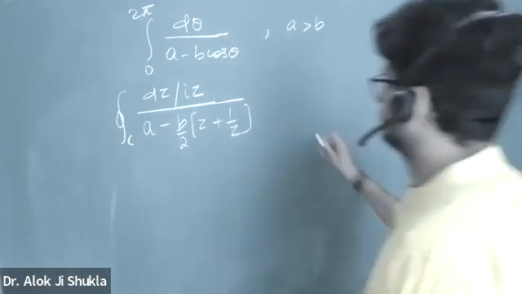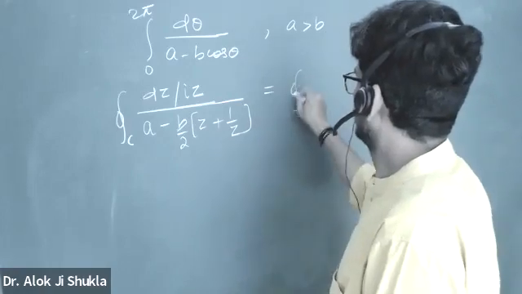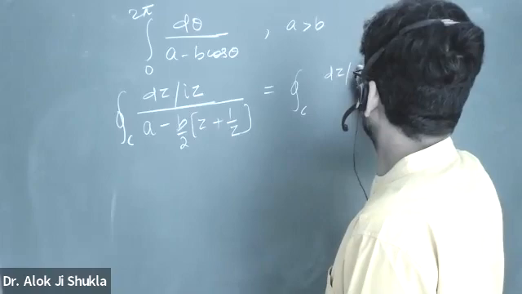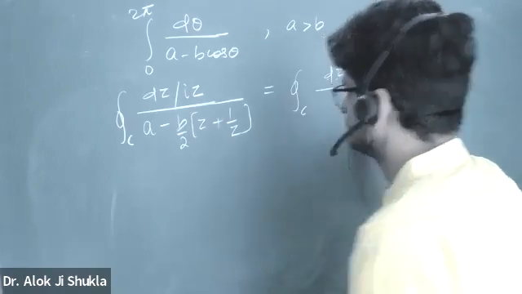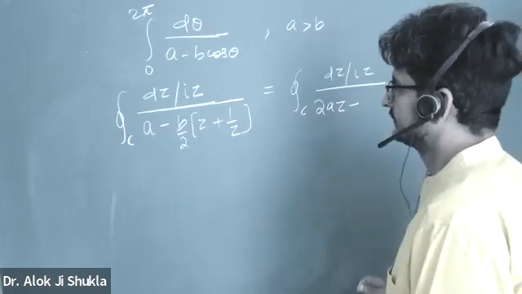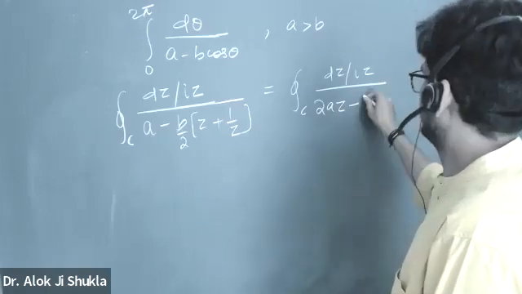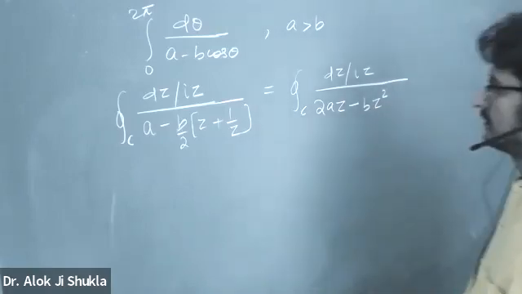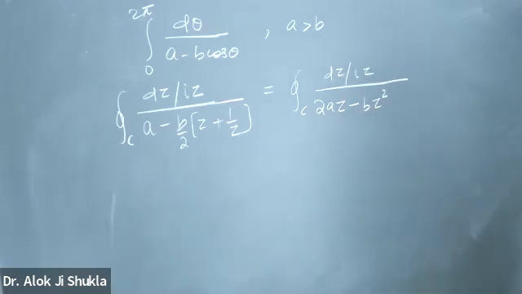This will become closed integration C, dz by iz upon 2az minus bz square minus b.